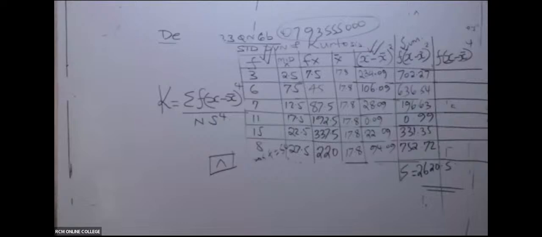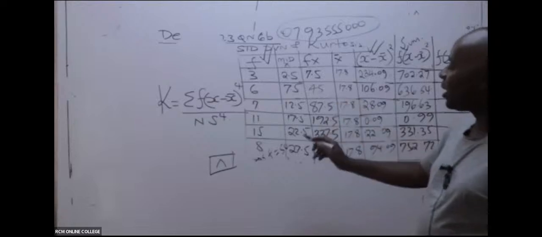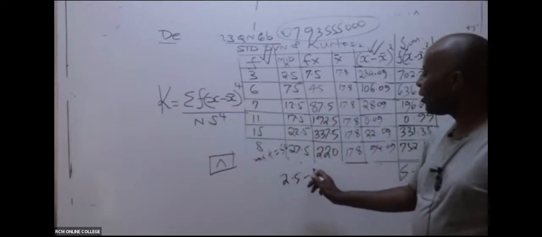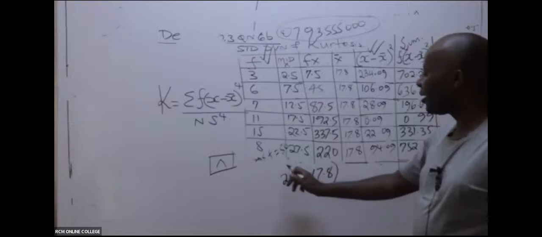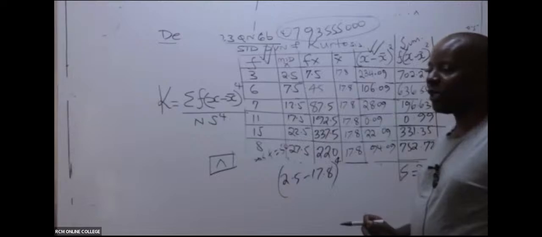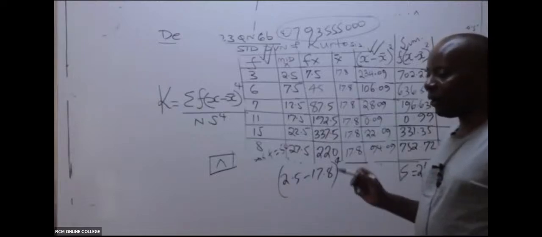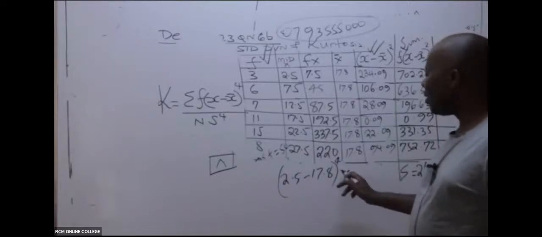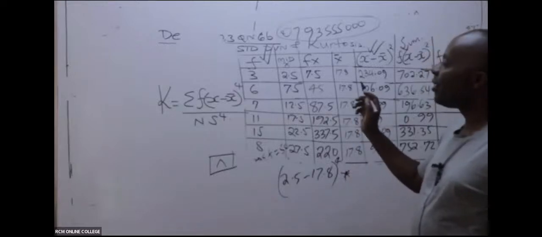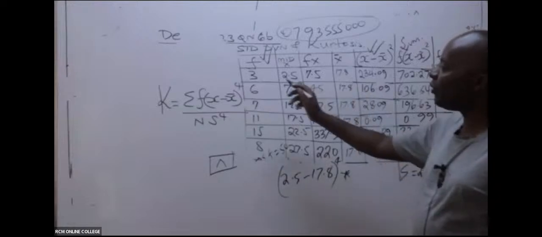You see, x minus x bar, this is 2.5 minus 17.8. Whatever we get, raise it to power 4. Then from there, whatever you get, you multiply this with the frequency.